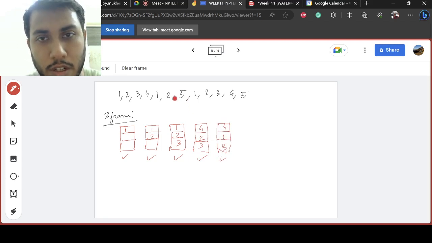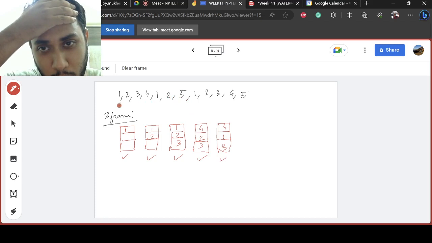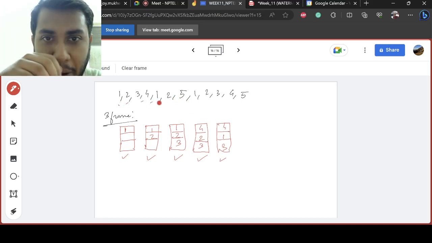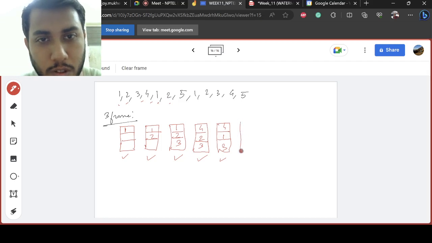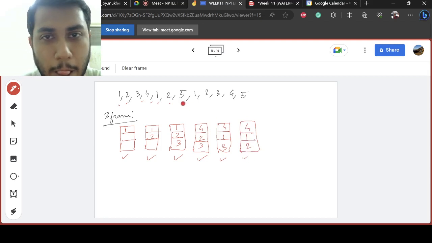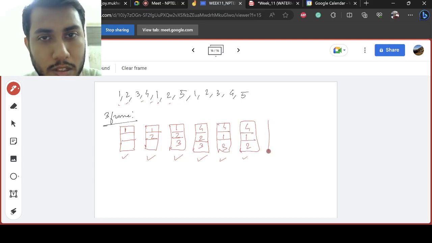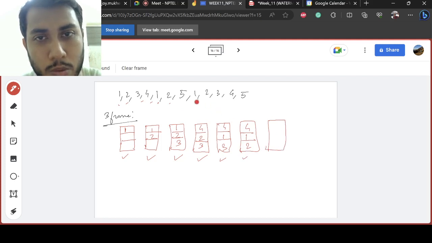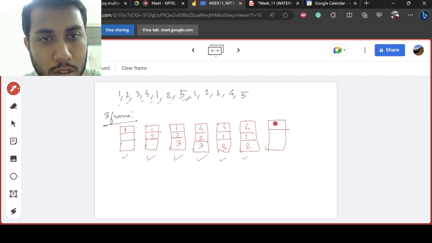Then you request 2. 3 is evicted, so we get 4, 1, 2, another page fault. Now you request 5. So 4 will be swapped out. 5, 1, 2.